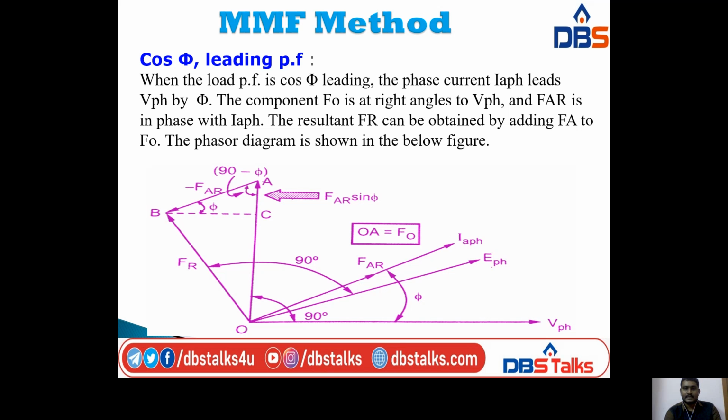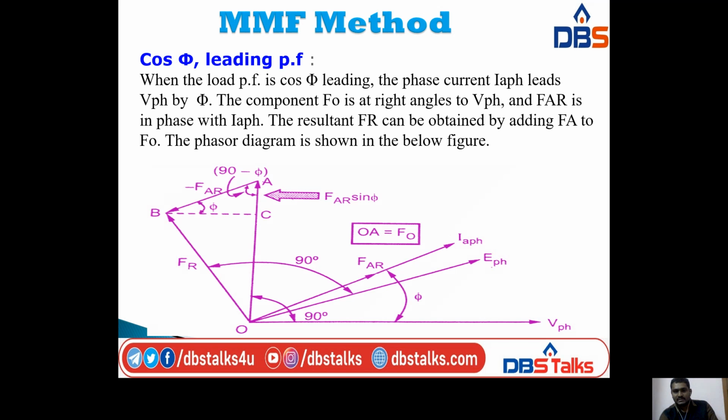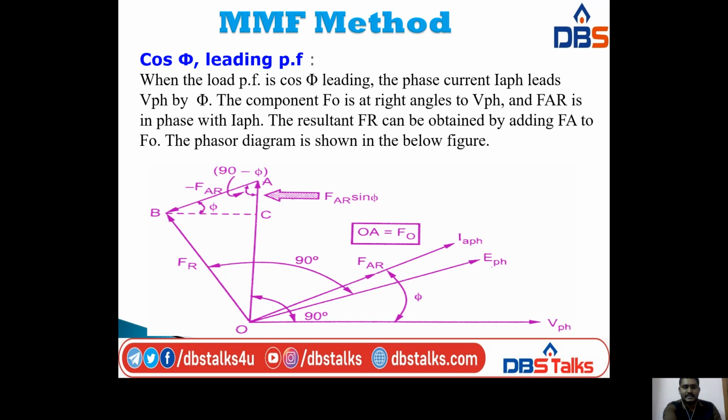Next, from the phasor diagram, various magnitudes are, similar to the previous cos phi lagging power factor. Here also I am taking the various magnitudes. AC is equal to FAR sin phi. If you observe the diagram, you will understand. And next we have BC, that is FAR cos phi.